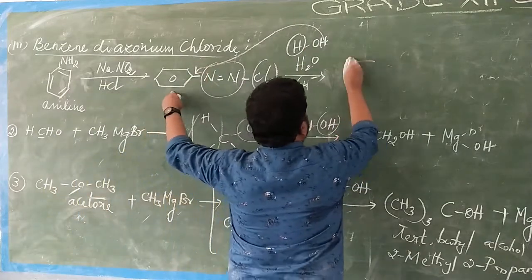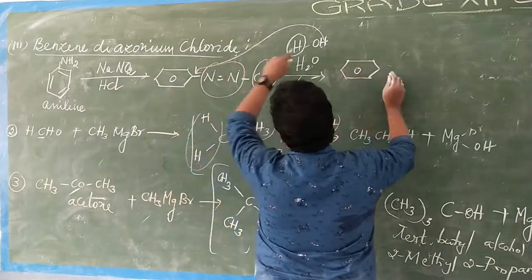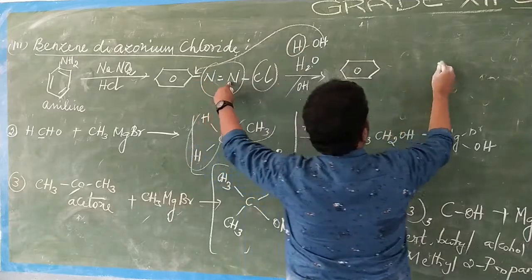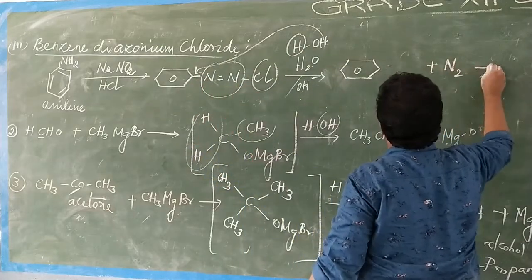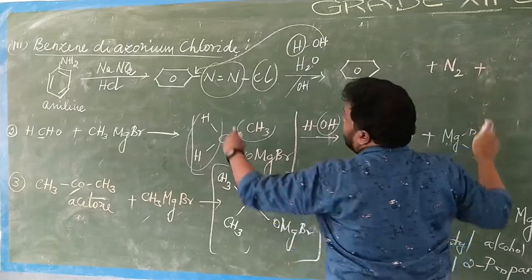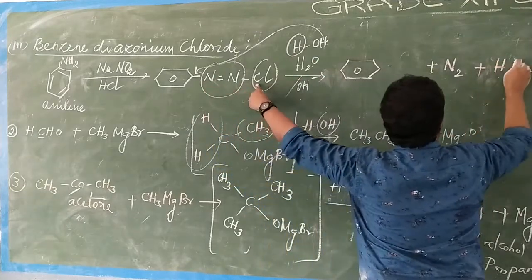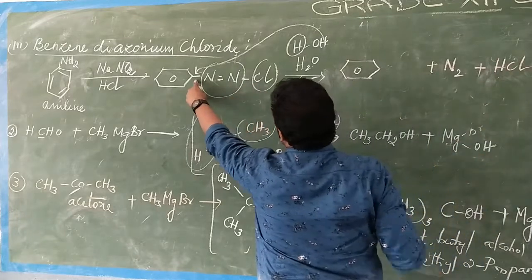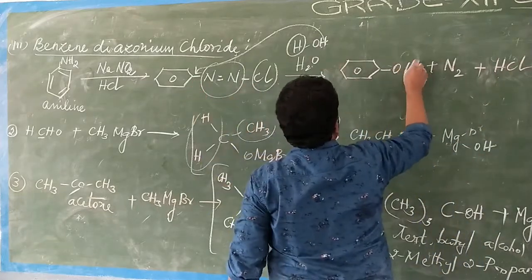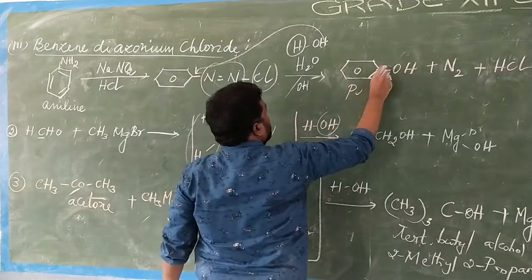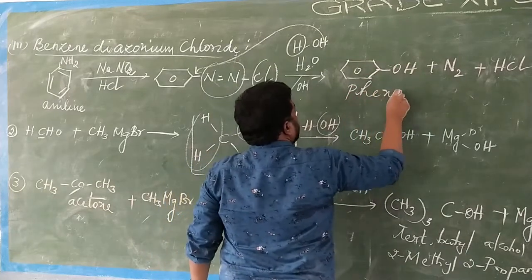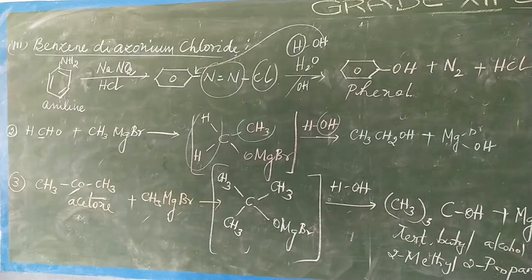So what is the product now? The benzene's N2 has been removed as nitrogen, N double bond N. The Cl and the H will combine as hydrochloric acid and be removed. So what remains is the benzene ring with only this OH group. This is called phenol. So, formation of phenol from benzene diazonium chloride.